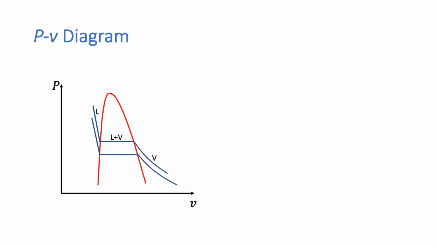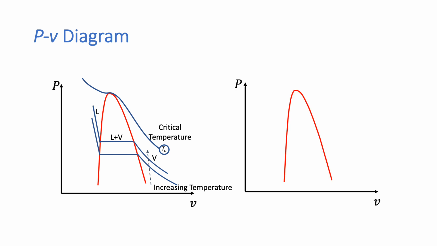If we draw all of the isotherms on a PV diagram, then we can draw a curve through the turning points, and this represents the vapor dome. As we carry on increasing the temperature, eventually we will reach the critical temperature. The critical isotherm passes through the peak of the vapor dome.